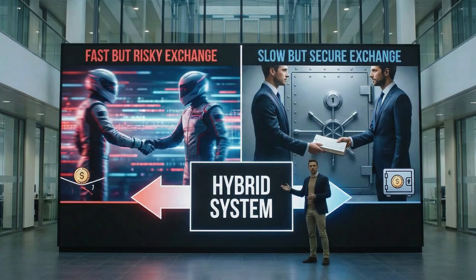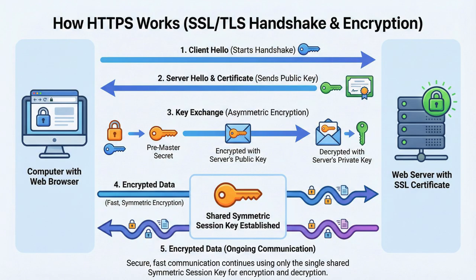So, we have fast but risky exchange and slow but secure exchange. How do we win? We use a hybrid system. This is how HTTPS works. When you visit a secure website, your browser uses asymmetric encryption to securely exchange a symmetric key. Once you both have that shared key, you switch to symmetric encryption for the rest of the session because it is faster. It is the best of both worlds.